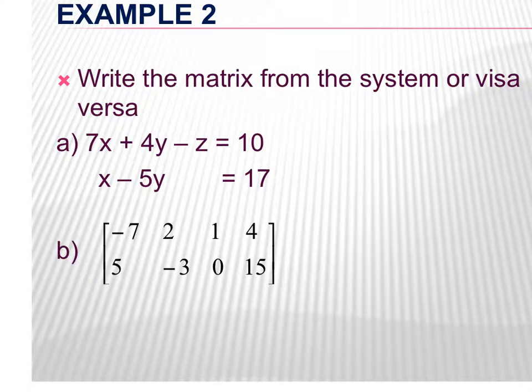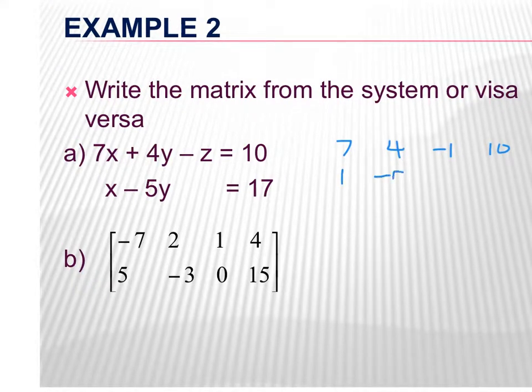So for A, I would get 7, 4, -1, and 10. And then 1 is in front of the X. -5 is in front of the Y. What would be in front of a Z? 0. You want to make sure you include that. It is holding a place. So when you write the matrix, you have to have the 0.